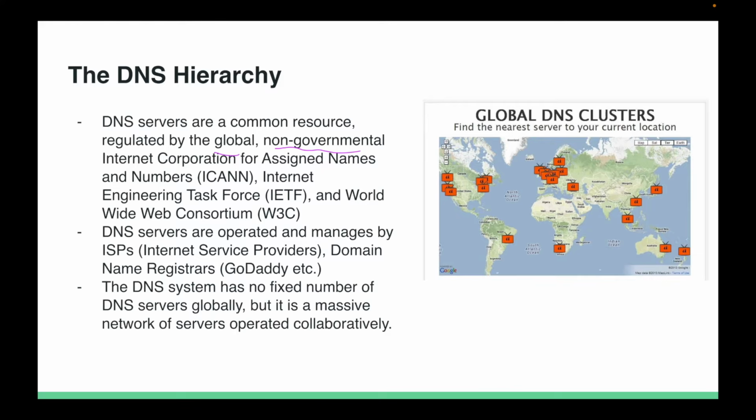Now, while the rules for how DNS servers work and how the DNS hierarchy works are set by these organizations, the DNS servers themselves are operated and managed by ISPs, like Comcast or whatever other internet service provider you have, or domain name registrars like GoDaddy. There's no fixed number of DNS servers globally, but it is a massive network of servers, and there are clusters scattered across the globe, as we can see from this little picture right here.